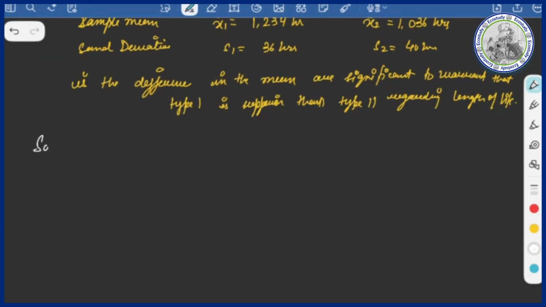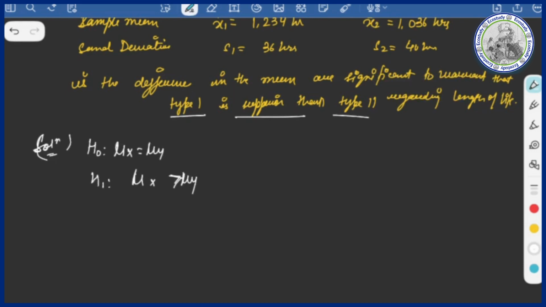Here I will show you one important concept. What is the null hypothesis? Mu x is equal to mu y. The alternate hypothesis is that type 1 is superior to type 2, meaning mu x is greater than mu y. Since this information is given; if it were not written that type 1 is superior to type 2, then we would consider mu1 not equal to mu2.